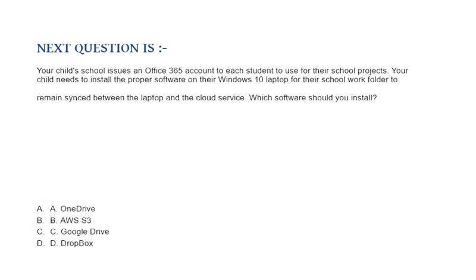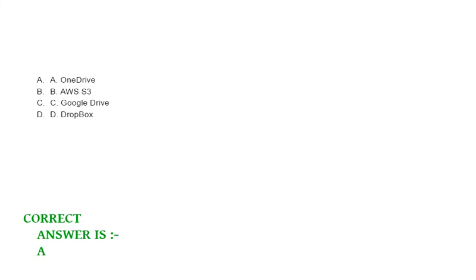Next question is, your child's school issues an Office 365 account to each student to use for their school projects. Your child needs to install the proper software on their Windows 10 laptop for their schoolwork folder to remain synced between the laptop and the cloud service. Which software should you install? Option A OneDrive, Option B AWS S3, Option C Google Drive, Option D Dropbox. Correct answer is option A.